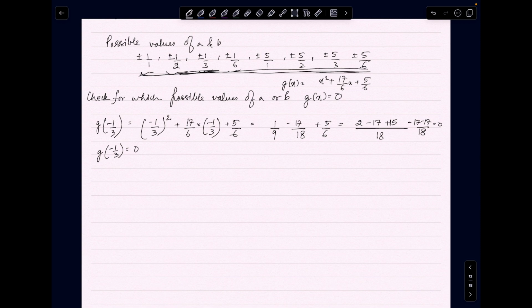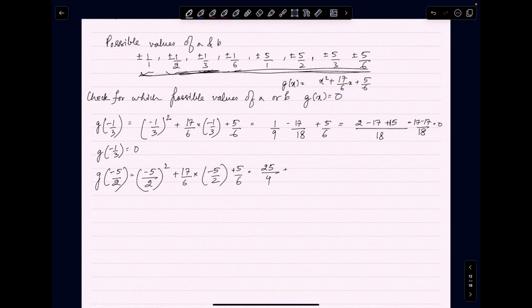Another point is g of minus 5 by 2. What am I getting here? Minus 5 by 2 whole square plus 17 by 6 into minus 5 by 2, instead of x you put the value minus 5 by 2, plus 5 by 6. So minus 5 by 2's whole square is 25 by 4. Got my point? This is 25 by 4. 17 into 5 is minus 85, 6 into 2 is 12. Plus this is 5 by 6.